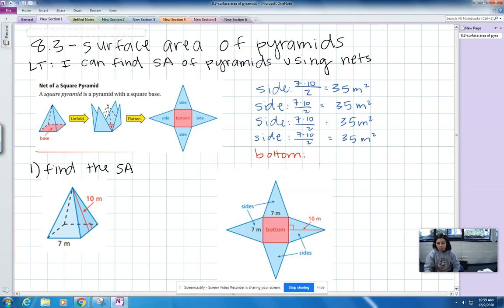The bottom is a square. A square is just a type of rectangle, so we're going to find the area by doing length times width. It's just that our length and width are the same, 7 and 7. So 7 times 7 makes 49 meters squared. We found the area of all 5 faces. Now we're just going to add them up with our calculator. We get 189, so our surface area is 189 meters squared.